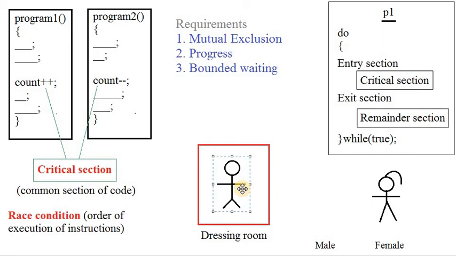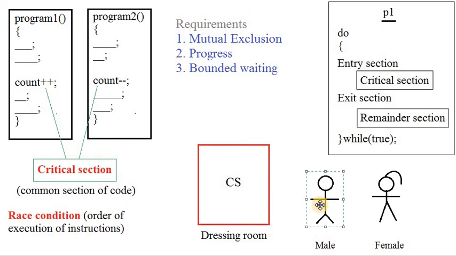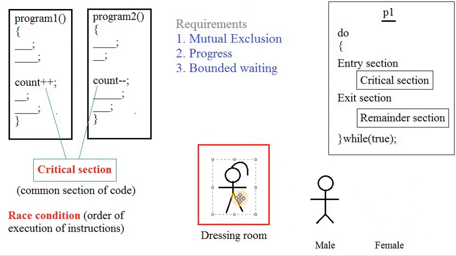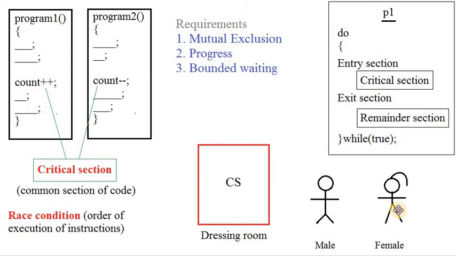When one person is there inside the dressing room, the second person will not be allowed. When he completes his task, he will come out of the room. Then only the other person who is waiting outside to use that room will have a chance to enter into the critical section, like in the dressing room. Okay, so that is what is involved in this example.